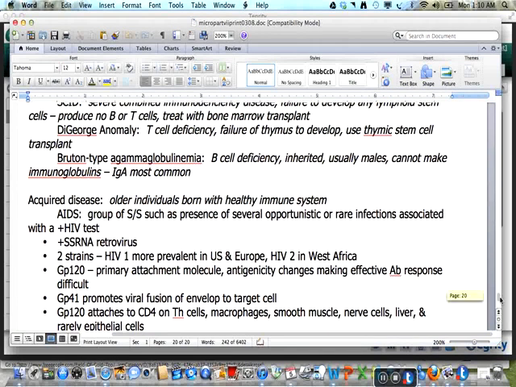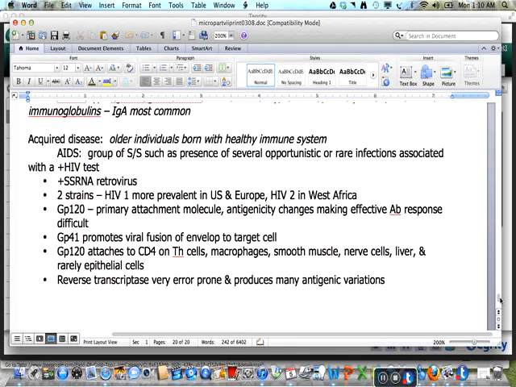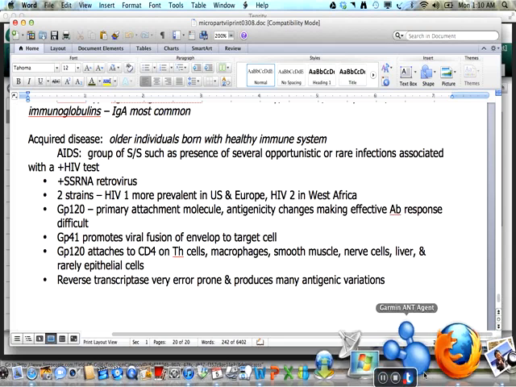One of the things that has worked well for HIV is it's got reverse transcriptase, which is very error-prone, so it produces many antigenic variations, so the immune system becomes overstressed as a result of having to try and start over every time the antigenic variation changes.